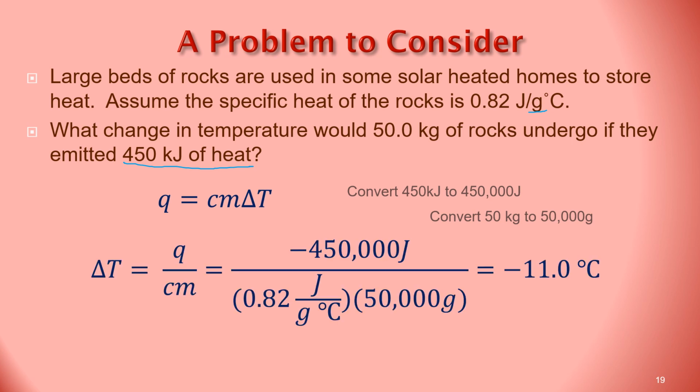So if we solve, delta T equals Q over C m. Because it's emitted, I made the heat negative: 450,000 joules being given off, divided by the specific heat, divided by the grams. Notice that my grams will cancel and my joules will cancel, and I actually have 1 over degrees Celsius. So if you invert and multiply, your final answer is in Celsius. And because it's negative, that means the temperature has dropped 11 degrees because heat is being given off.